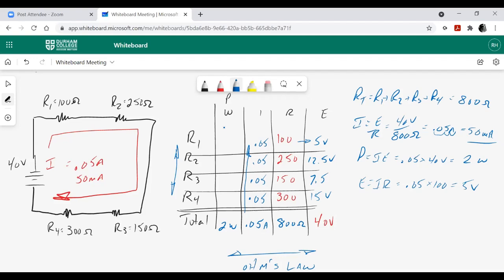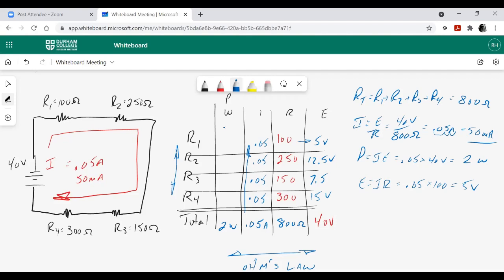0.05 times 300 is 15 volts. Okay, it doesn't matter how you do it. If you wanted to keep doing it with Ohm's law because it's in your head and it's easy to do because it's repetitive, that's fine. You do it however you want to do it, however it's easiest for you to understand. We all think different ways, so however you think about it is the right way, as long as you're getting the right answer.